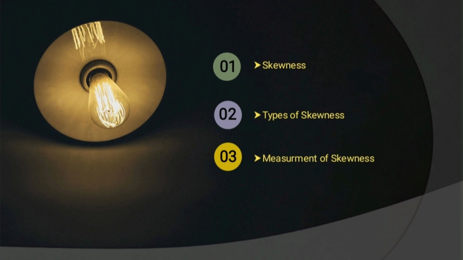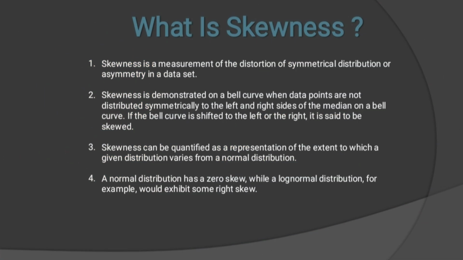Skewness 02. Types of Skewness 03. Measurement of skewness. What is skewness? Skewness is a measurement of the distortion of symmetrical distribution, or asymmetry in a data set.